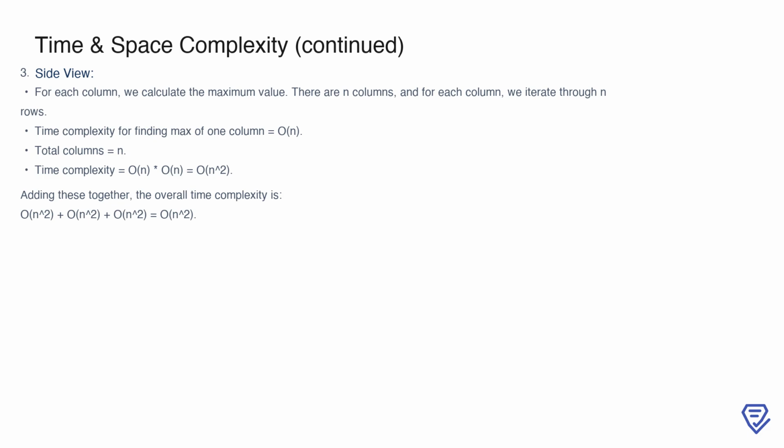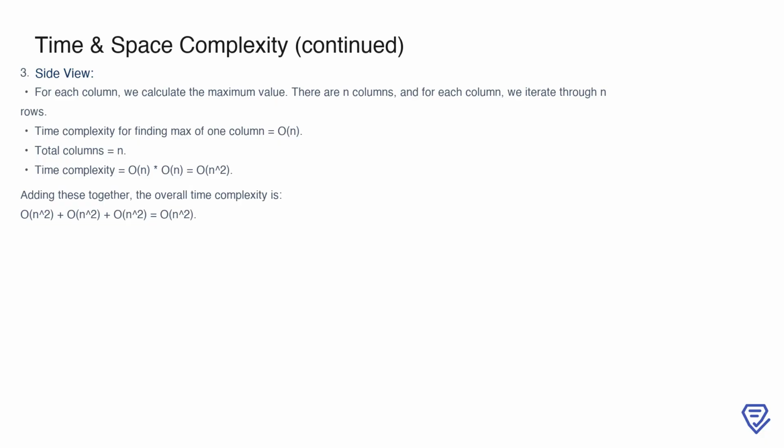Now, for the side view, we calculate the maximum value in each column. Similar to the front view, there are n columns, and for each column, we iterate through the n rows to find the maximum value. This requires n time per column, and across all columns, the total time complexity for the side view becomes n multiplied by n, which is n squared.